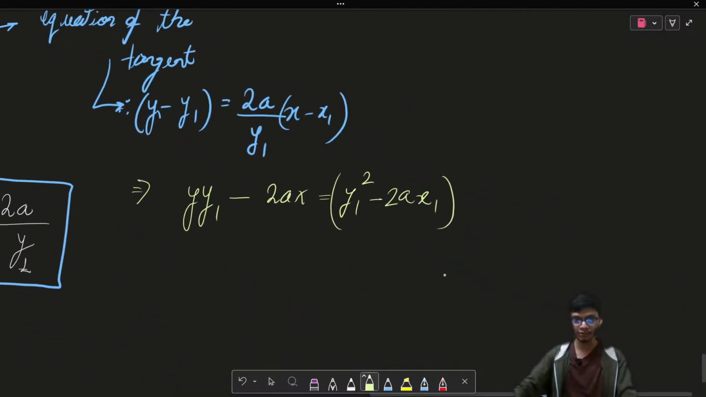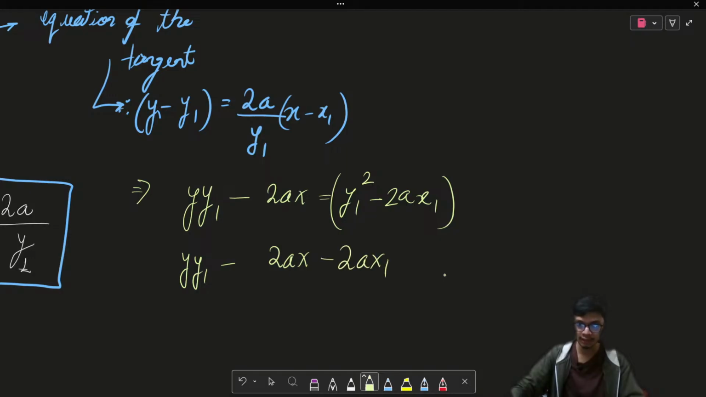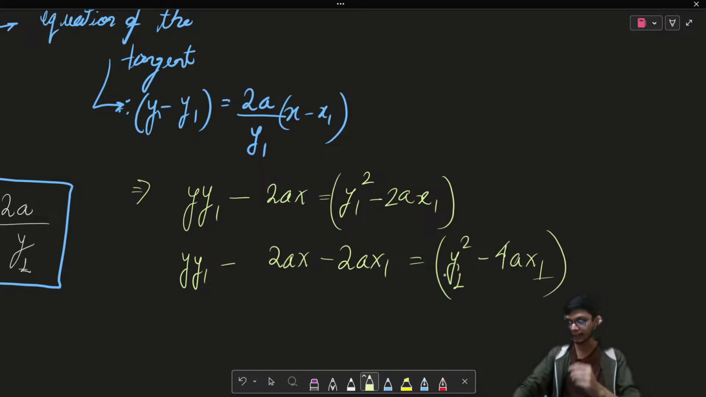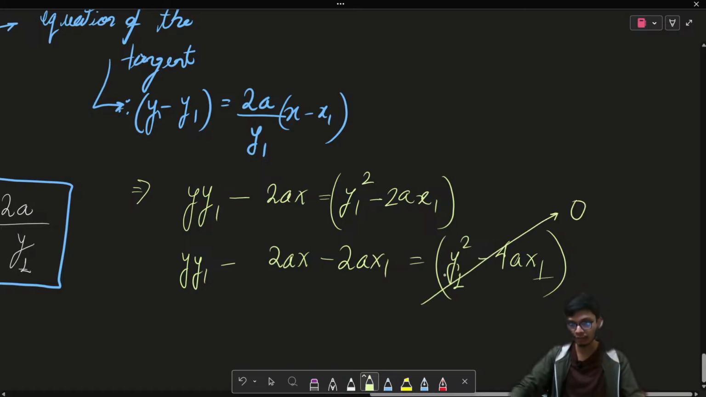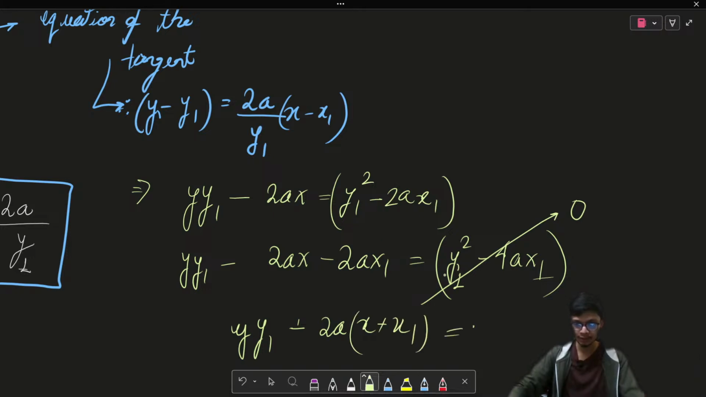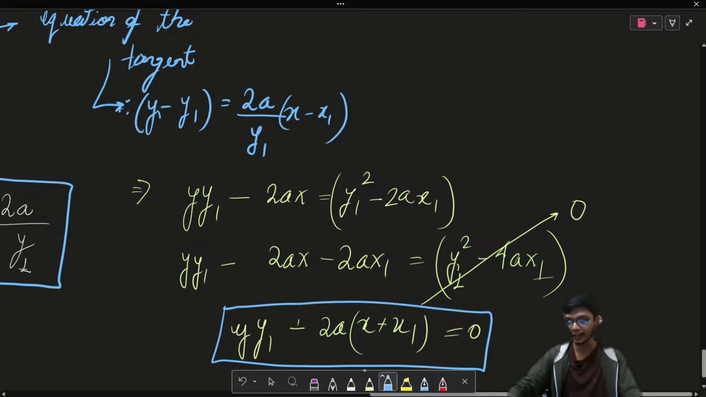Now this value on the right hand side is going to be a constant, and we can simplify this constant as follows. I can write this expression as y1 square minus 2ax minus 2ax1. If I do it, then I get the expression on the right hand side as y1 square minus 4ax1, right? So I am subtracting 2ax on both sides, and therefore this expression is going to be equal to 0. And from here I will obtain y y1 minus 2a times (x plus x1) is equal to 0. So this is going to be the general equation of the tangent at any point P, which is (x1, y1).